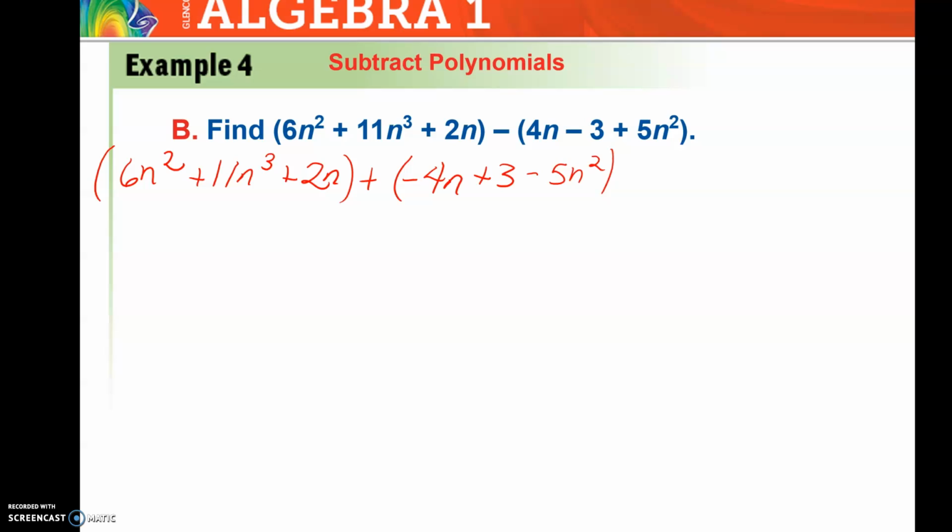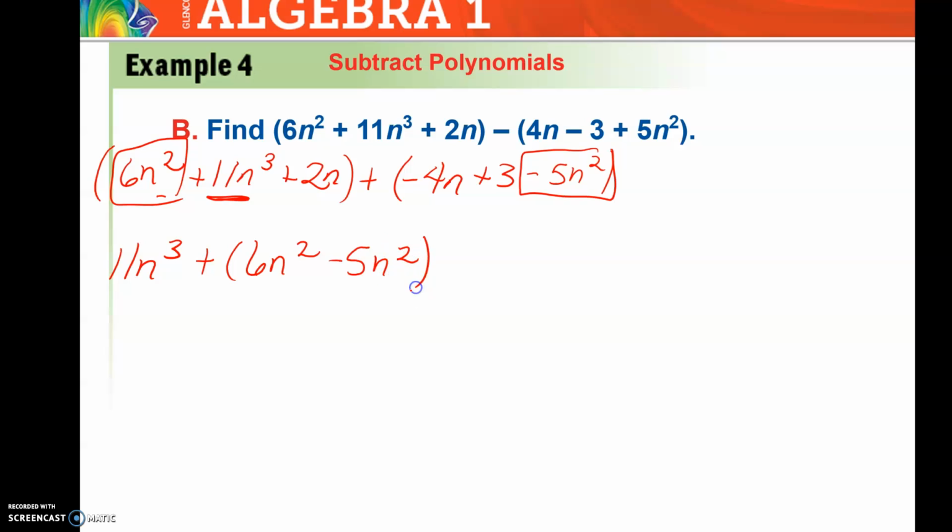Now this one is a really good example because notice my highest power is cubed, but there is no cubed over here. So he has no one to go with. He just kind of hangs out there. Still addition though, so let's keep that. Next power is squared. He goes with this negative 5n squared. So 6n squared with the negative 5n squared. So adding is just putting those like terms together. And then 2n goes with this negative 4n.